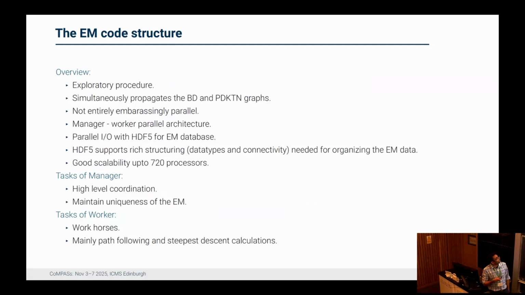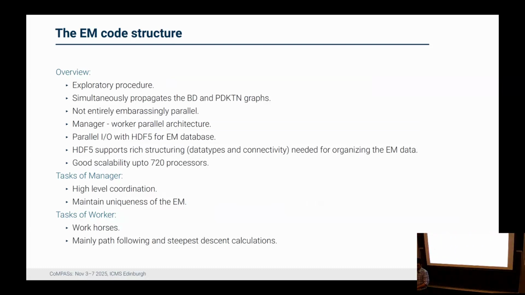Although this is embarrassingly parallel, it's not entirely embarrassingly parallel. The way it works is I start with an initial solution point, and the master node gives the solution point to a worker node. There are many workers. Each worker can be a single processor or multiple processors. And then it continues that pathway in the direction of the tangent, if a tangent is given. If nothing is given, it can continue in both directions.